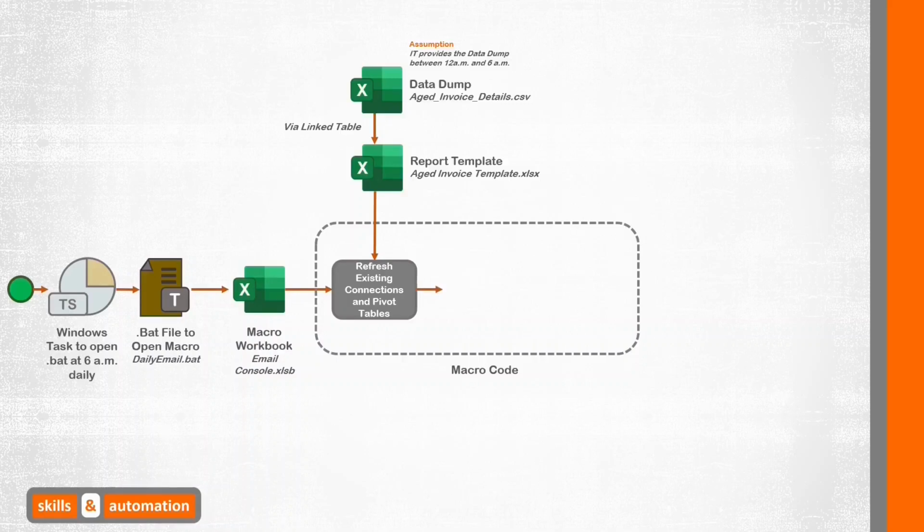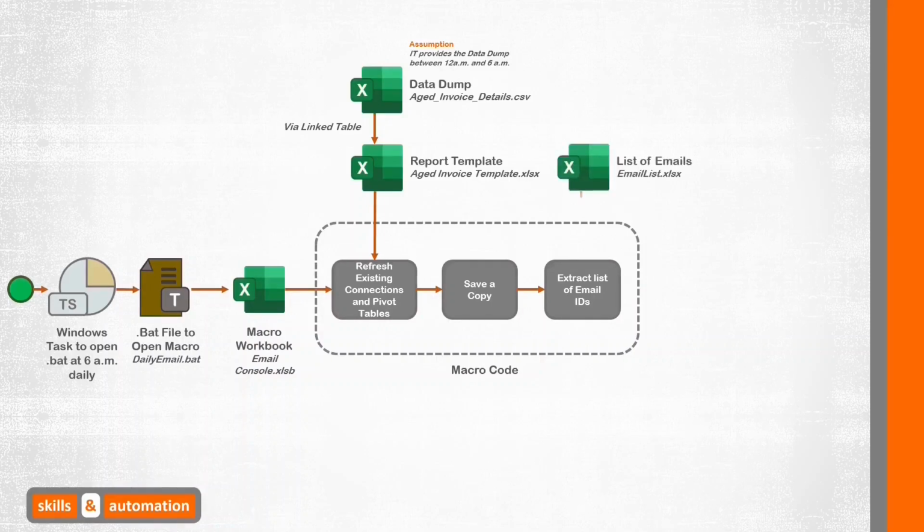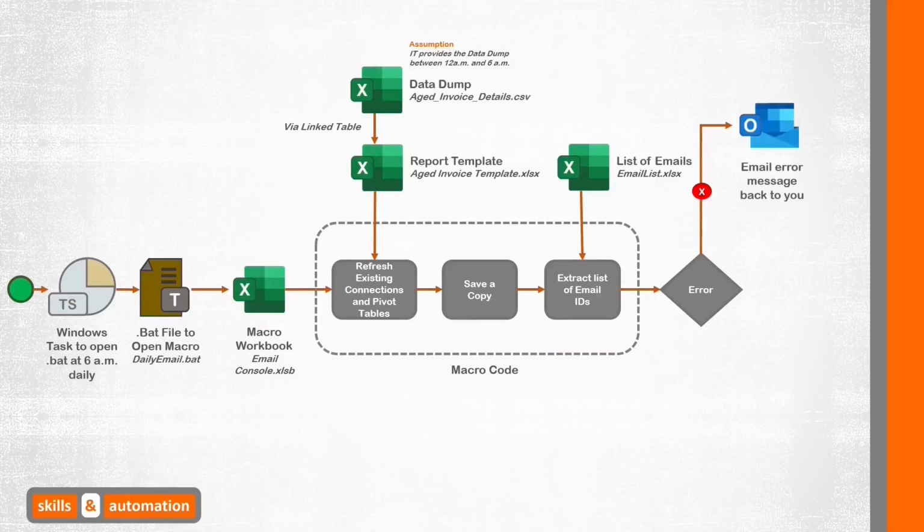Next, we save a copy of the file, or in other words, archive it. We'll also attach this file to the email later on. Next, we will extract a list of email IDs of all the recipients of the report from another Excel file. If there is any error up until now, we will not proceed with sending the report. Instead, we will send an email back to us containing the error message of what went wrong. This could be errors such as IT hasn't updated the CSV file, or there are no email IDs in the email list file, and that would be the end of the code.